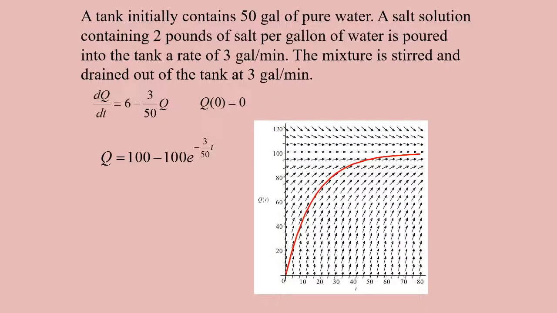And as you can see from the slope field, here in red is the graph of the equation for this particular problem. And as you can see, in the beginning we had pure water. As we pour in our salt solution that contains 2 pounds of salt per gallon, eventually that is going to rise to where we have 100 pounds of salt in our mixture. 2 pounds per gallon times 50 gallons would happen to be 100 pounds of salt.